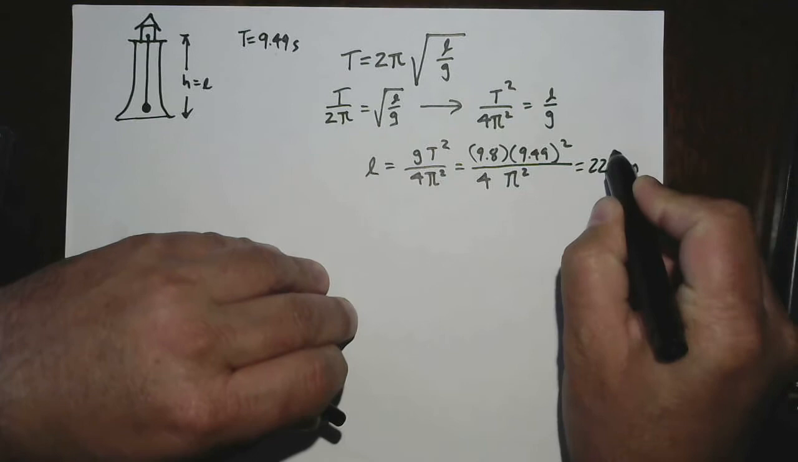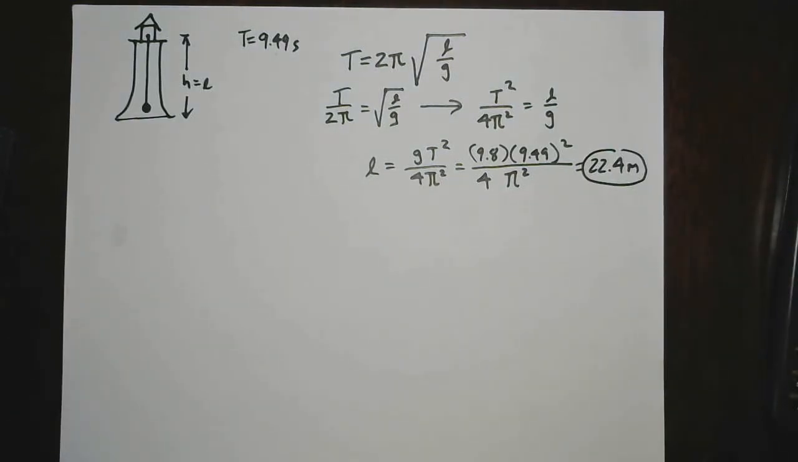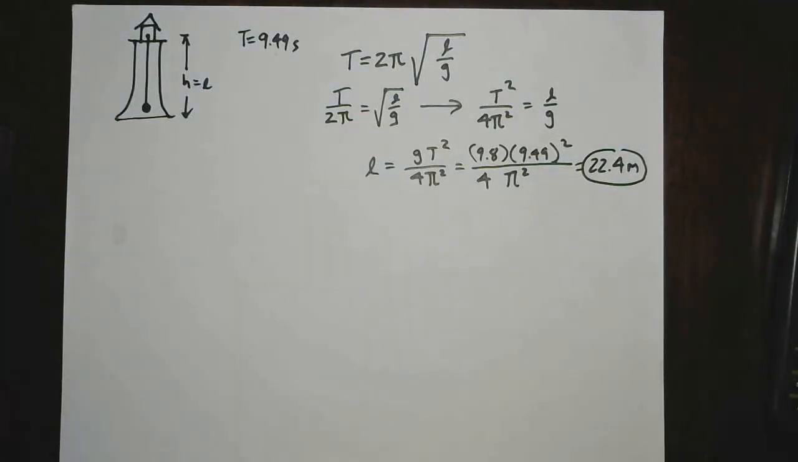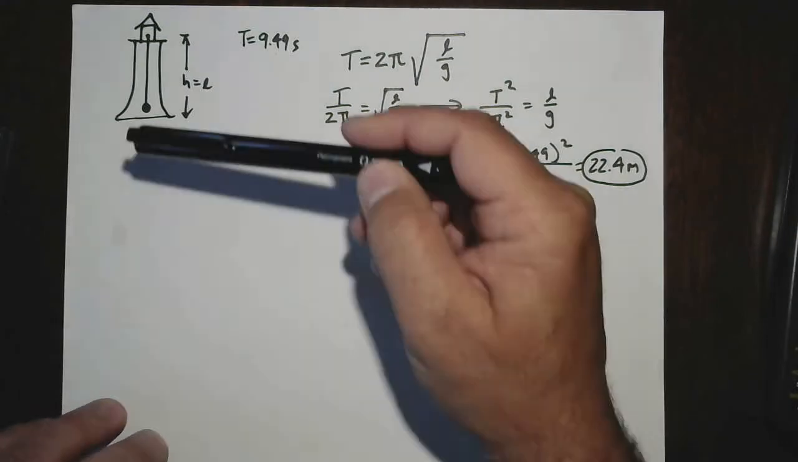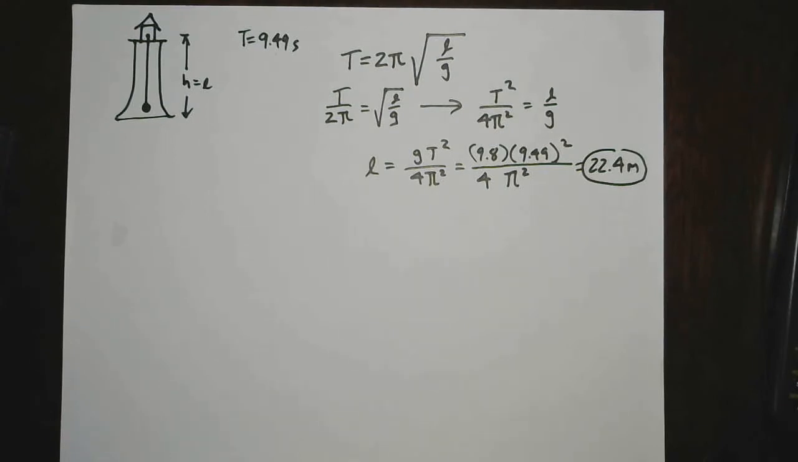And like I said, that's an answer that's about half of what you guys got. So I don't know where you went wrong. Probably somewhere in here you zigged when you should have zagged. It's probably an algebraic mistake, but a few people didn't understand that the length of the pendulum is the same as the height of the deal there.